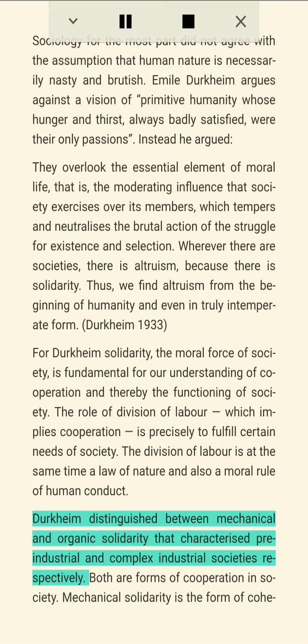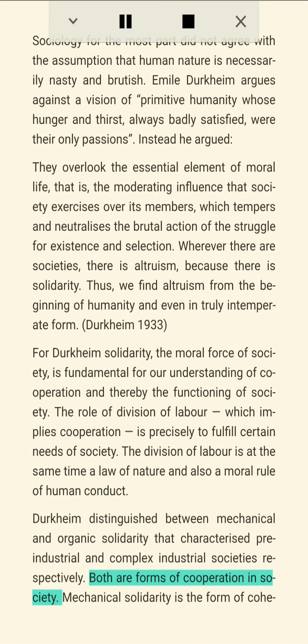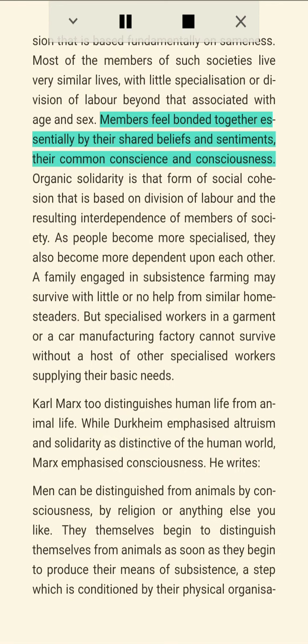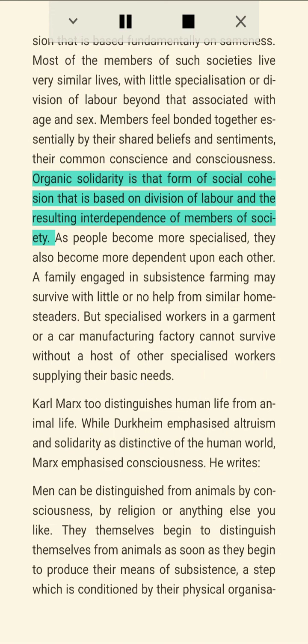Durkheim distinguished between mechanical and organic solidarity that characterized pre-industrial and complex industrial societies respectively. Both are forms of cooperation in society. Mechanical solidarity is the form of cohesion that is based fundamentally on sameness. Most of the members of such societies live very similar lives, with little specialization or division of labor beyond that associated with age and sex. Members feel bonded together essentially by their shared beliefs and sentiments, their common conscience and consciousness.